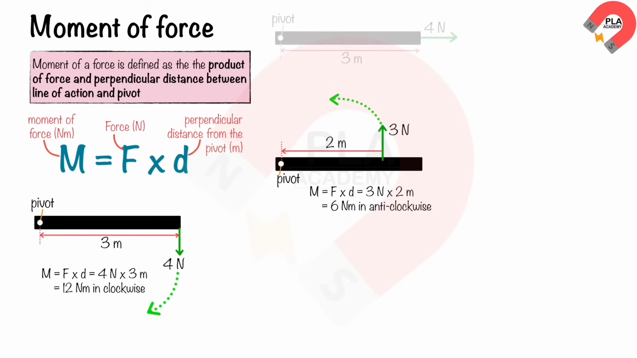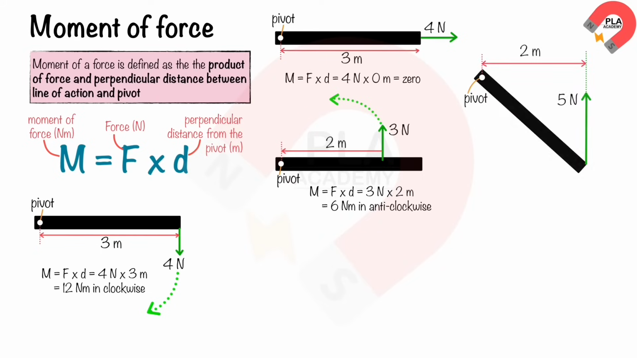Third example, a 4 newton force acts at the end of the beam along the pivot, as shown. This causes the moment to be 0, as the force acts along the pivot, making the perpendicular distance from the pivot 0. Fourth example, a 5 newton force acts at the end of the beam, with 2 meters perpendicular distance between the line of action and the pivot. This causes an anticlockwise moment of 5 times 2, equal to 10 newton meters about the pivot.